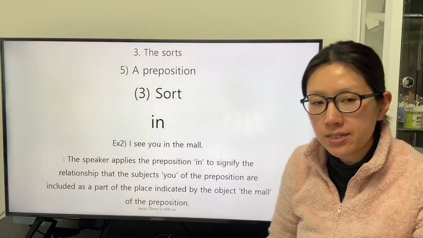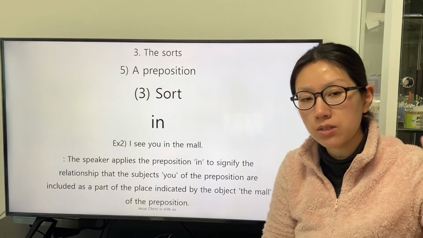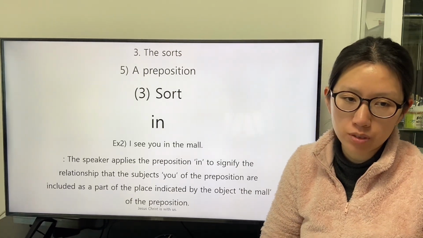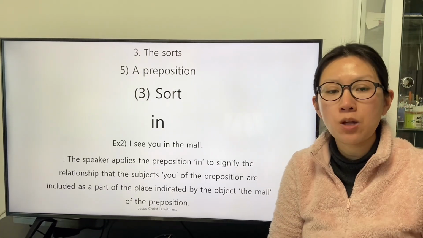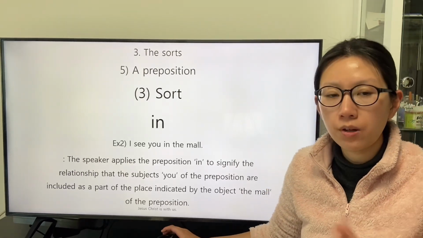The speaker applies the preposition in to signify the relationship that the subject you of the preposition are included as a part of the place indicated by the object, the mall of the preposition.